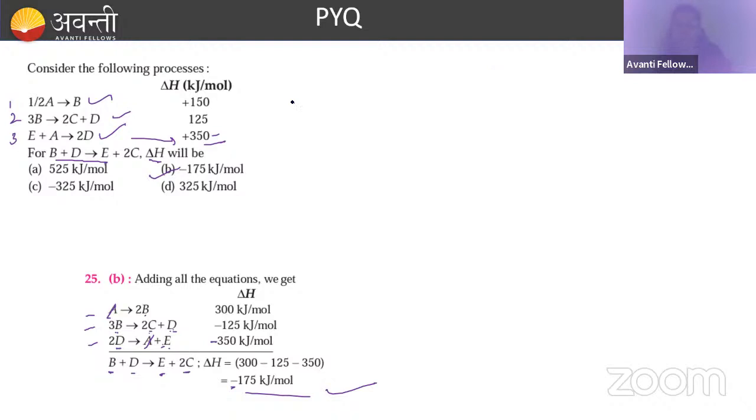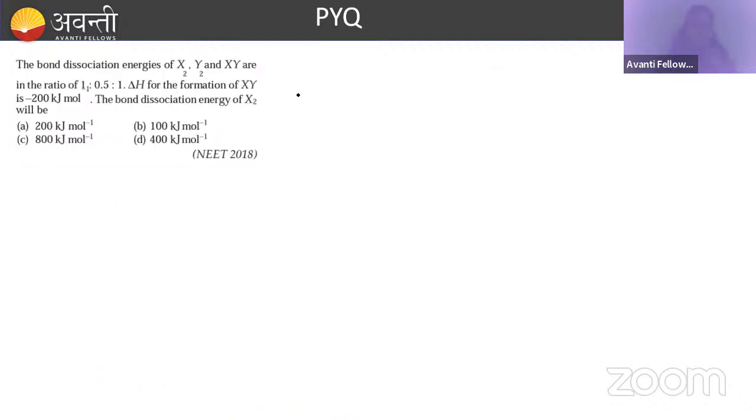Next problem, let's move on to the next problem. So bond dissociation energies of X2, Y2 and XY are in this ratio. So हम लोगों को bond dissociation energies दी हुई X2, Y2 और XY के लिए, and we need to calculate what? We need to calculate the bond dissociation energy of X2. ठीक है, so let's solve this problem.